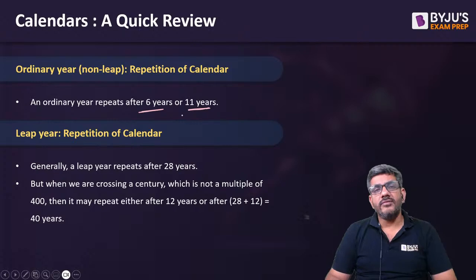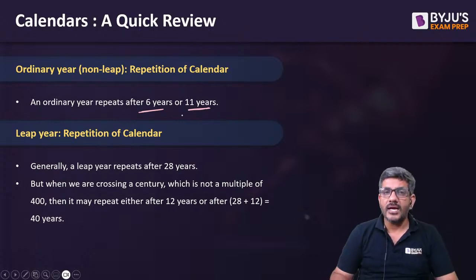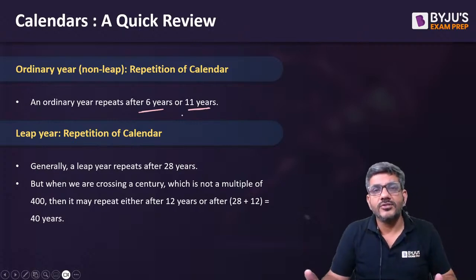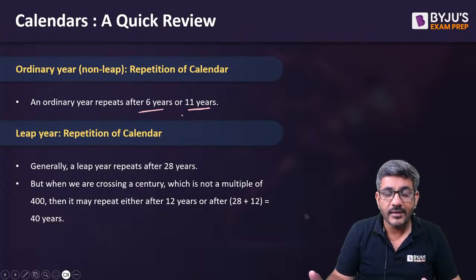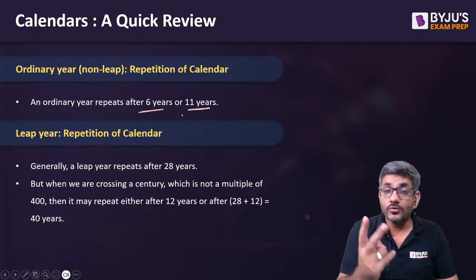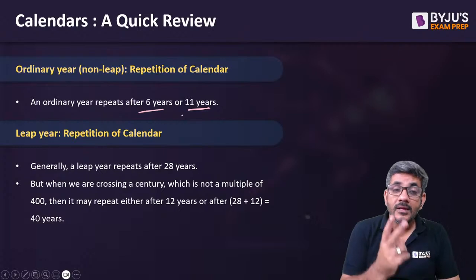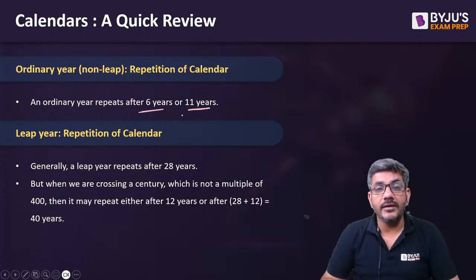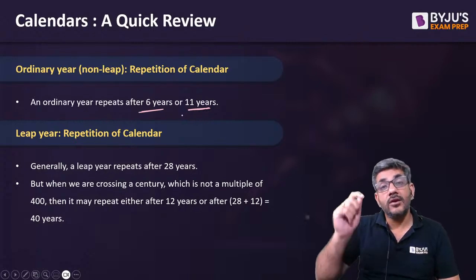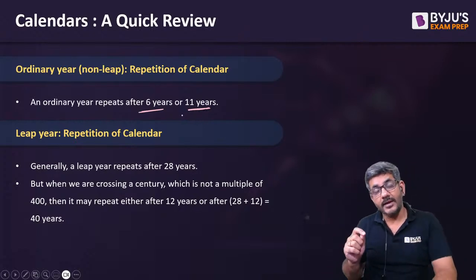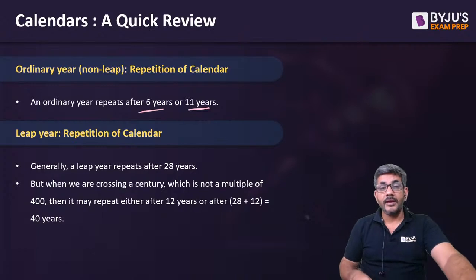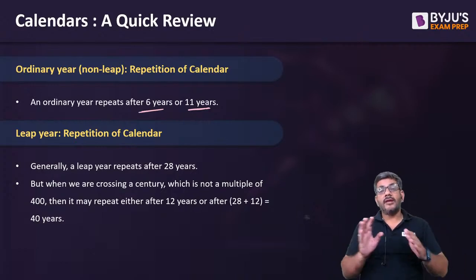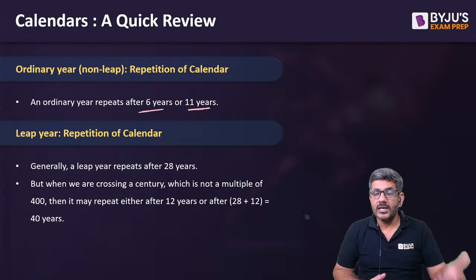ये 6 और 11 की गड़बड़ इसलिए होती है because sometimes within those 6 years you have got 2 leap years. ठीक है, तो उसकी वजह से प्रॉब्लम आती है. दूसरी बात, एक और चीज ध्यान से सुनिएगा. The second problem is the calendar of a normal year will repeat in a normal year only, and calendar of a leap year would repeat in a leap year only.